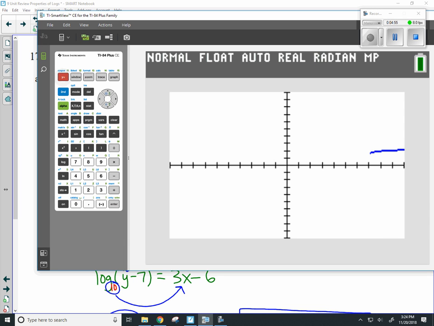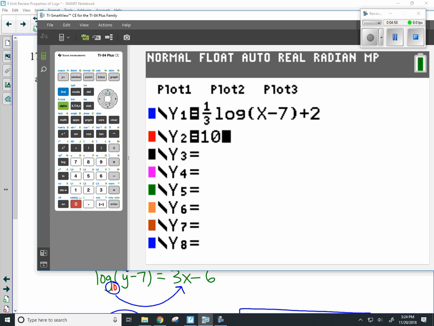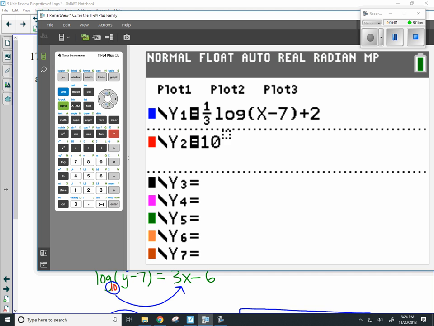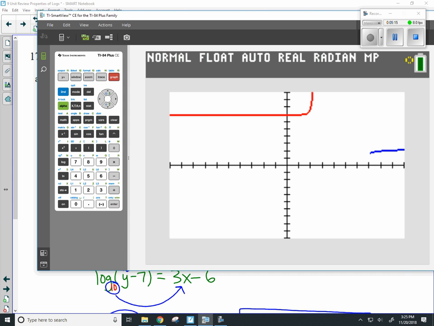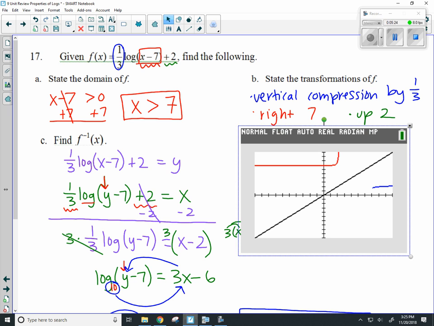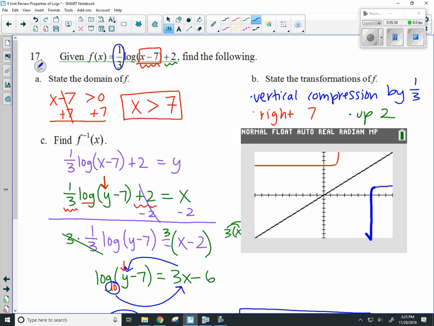But I'm going to go ahead and type in my inverse. So 10 raised to the 3x minus 6, and then, what was it, plus 7 on the end, I think. And I'm going to go ahead and draw on the line y equals x. And it should look like they reflect over that line. And this one's kind of hard to tell because, unfortunately, calculators are limited with what they can draw. And what should be happening over here, even though you don't see it, is this graph should be going down like this.